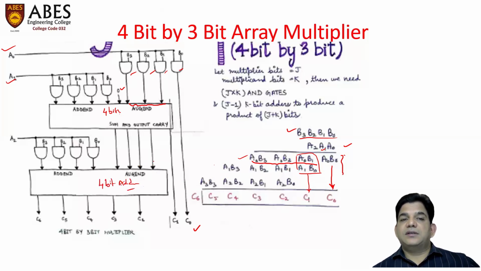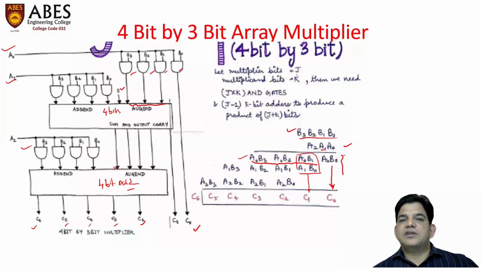And in this 4-bit adder, there is a carry output, and the sum is moved to here, with the 4-bit carry output, and A2 B0, A2 B1, A2 B2, A2 B3 are the 4-bit operands there. And the final outputs are C2, C3, C4, C5, and the last carry generated is C6. So this is the 4-bit by 3-bit array multiplier.